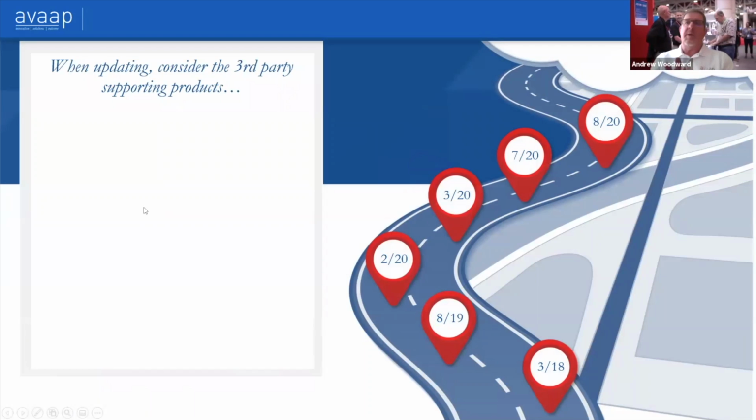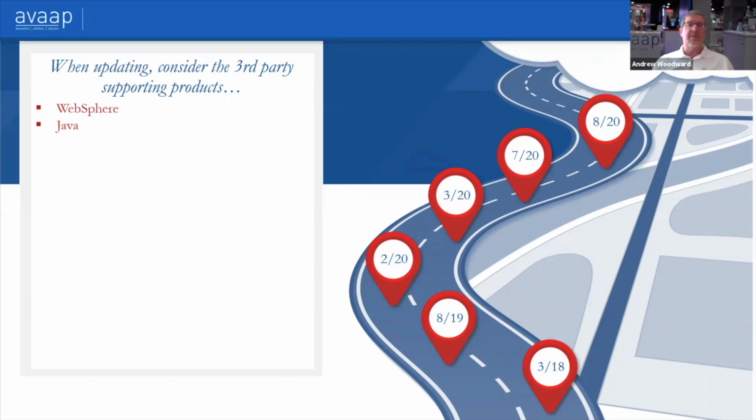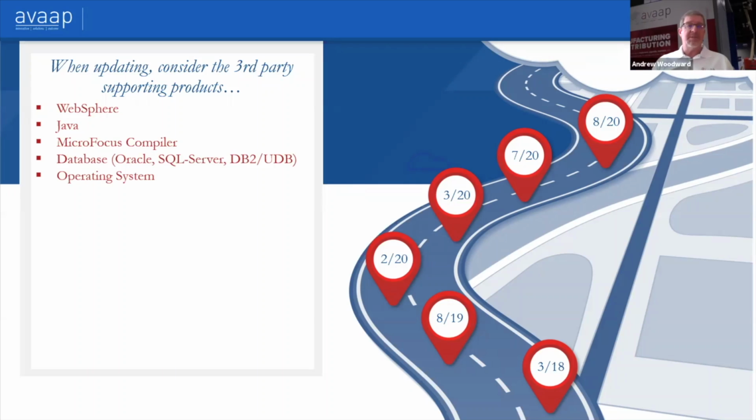And anyway, when updating any of these previously mentioned products, you also have to keep in mind the compatibility with all the other third-party products that support the Infor environment and applications. For instance, things like WebSphere, Java, your Micro Focus compiler, databases, operating systems. End of support from the manufacturer of these products are always important, and comparing those with what's supported within your Infor environment is important to keep track of.